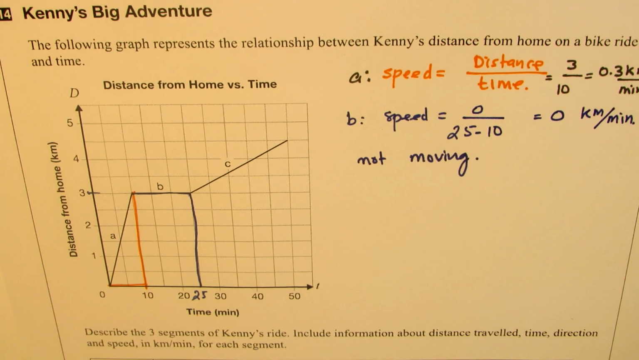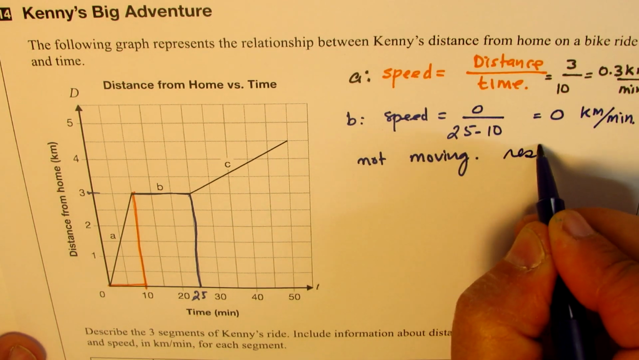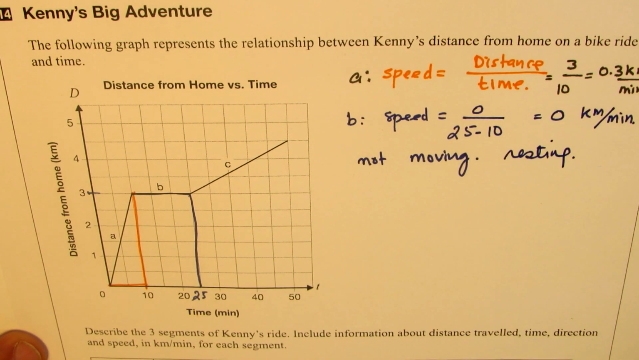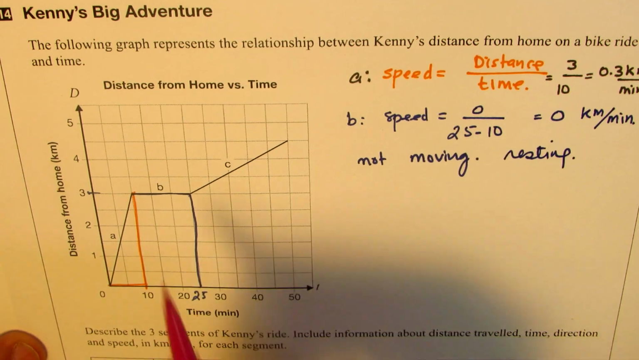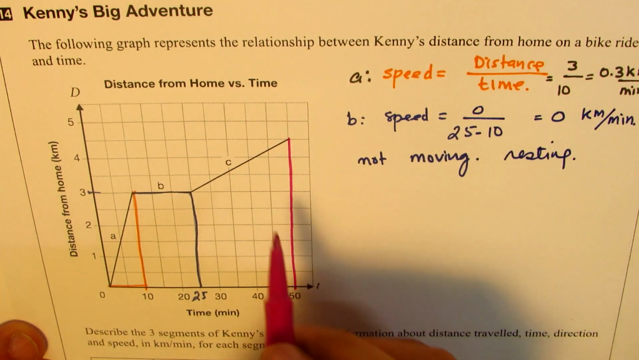So it is stationary, right? Standing still. So taking rest. That is how you could describe this particular portion, right? Not moving or resting. Now let's look into the third part, which is C for us. And let's say this is our third part, right?